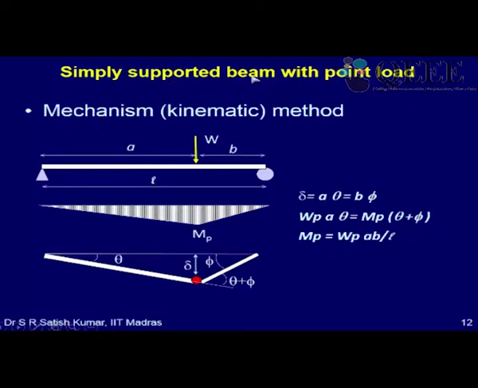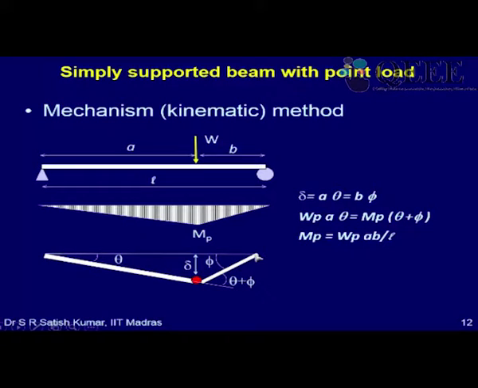Let's first take a simply supported beam with a single point load W at a distance A from one of the supports. I get a bending moment here, and as I go on increasing W, when W becomes Wp, this bending moment reaches MP, a plastic hinge forms, and the beam deflects like a mechanism.